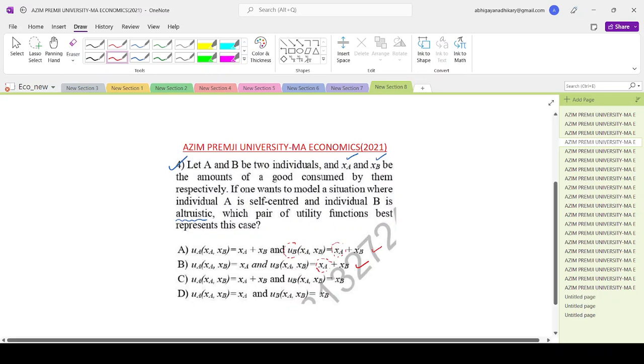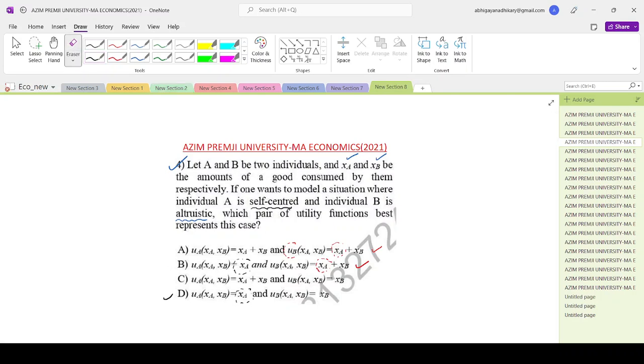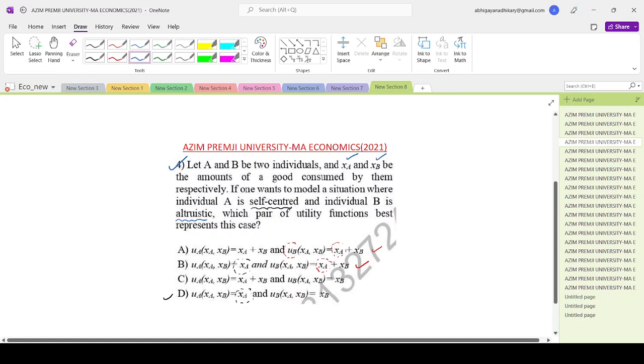So it can be either option A or option B, and that has to be combined with the fact that agent A is self-centered. That means he only cares about his consumption level. That means it can be either B or C, where it is only XA, right? So if you look at the options carefully, both of them come together in option B, where agent A is self-centered and agent B is altruistic, because XA is also a component of the utility function for agent B.